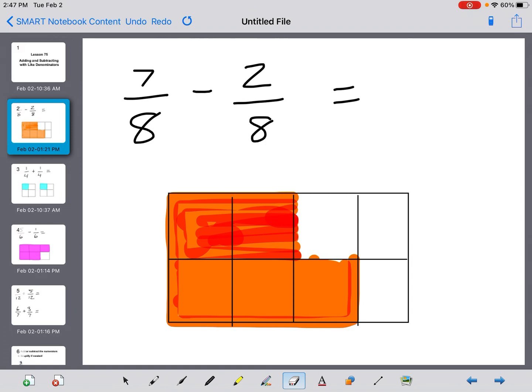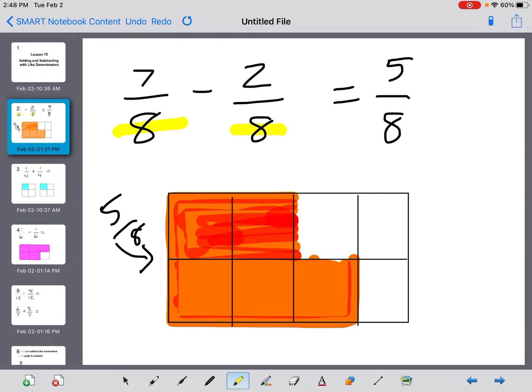So we had 7/8 of a chocolate bar and then you ate 2 more pieces of the chocolate. So we removed 2 of the pieces. How many eighths are we left with? Well, we are left with 5 pieces out of 8. So our answer is 5/8. So 7/8 minus 2/8 equals 5/8.